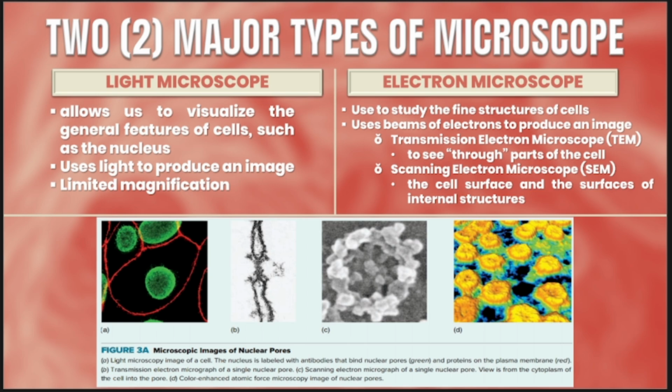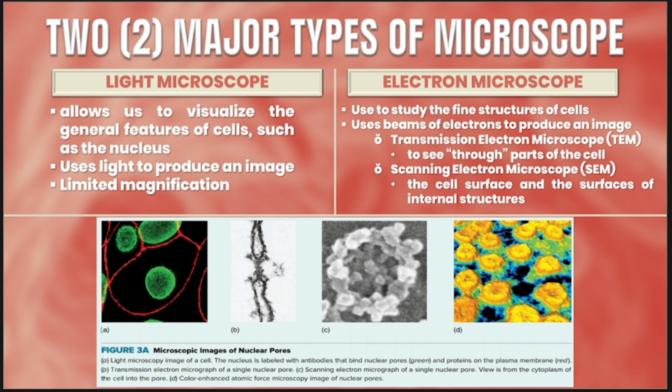specimens. To address the limited magnification of light microscopy, we also have electron microscopy, which is used to study the fine structures of cells, and it uses a beam of electrons to produce an image. We have two common types of electron microscopy, namely the transmission electron microscopy and the scanning electron microscopy.